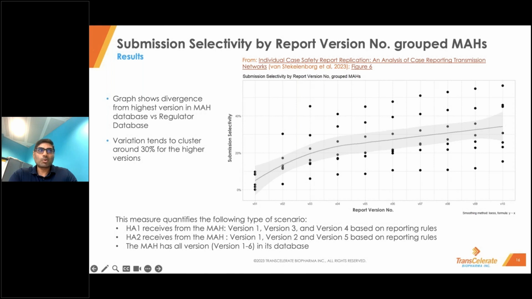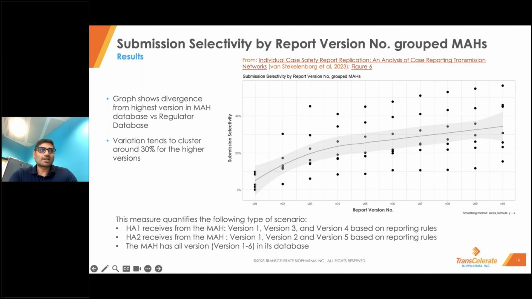Here on the x-axis, you have report version number, and on the y-axis, submission selectivity. Submission selectivity is the divergence relative to the highest version number. The example here is Health Authority 1 received from the MAH versions 1, 3, and 4, and Health Authority 2 received versions 1, 2, and 4. Based on reporting rules, the MAH in this example has 6 versions in their database, therefore 2 versions are missing from the Health Authority databases respectively.